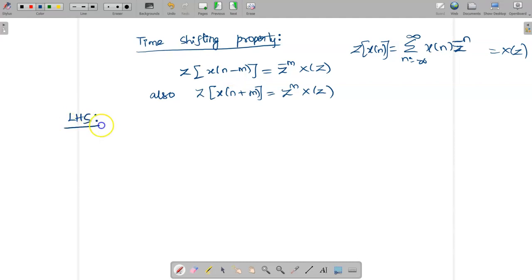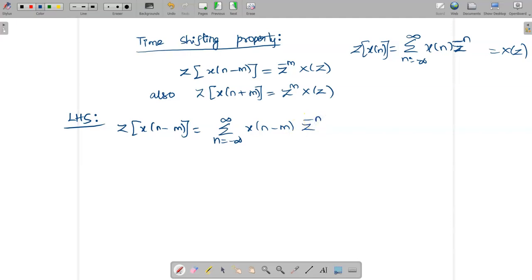Left hand side is Z transform of x of n minus m. Okay. So now again we have to compare the general formula. Here Z transform of x of n is summation n equal to minus infinity to infinity x of n z power minus n. So summation n equal to minus infinity to infinity we have to write. Instead of x of n, I have x of n minus m. Write as it is into z power minus n.